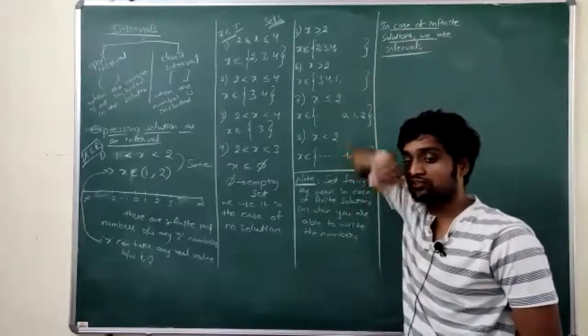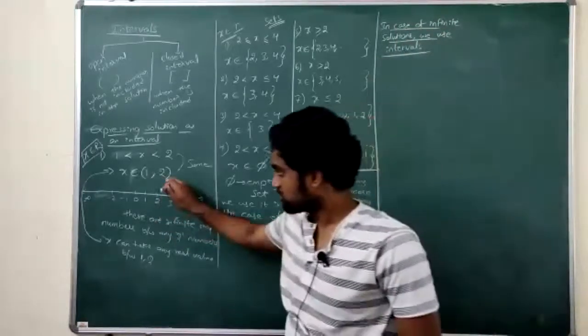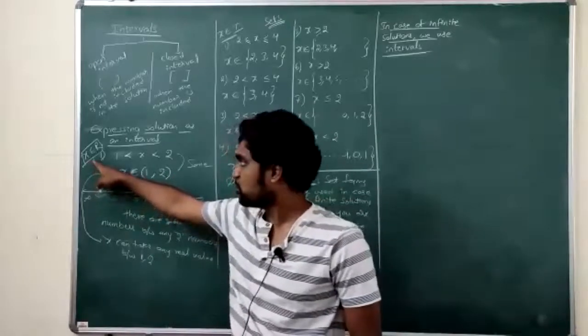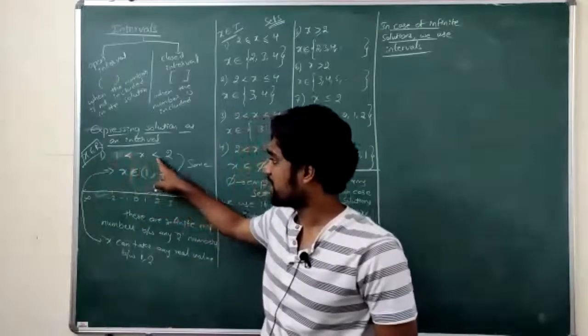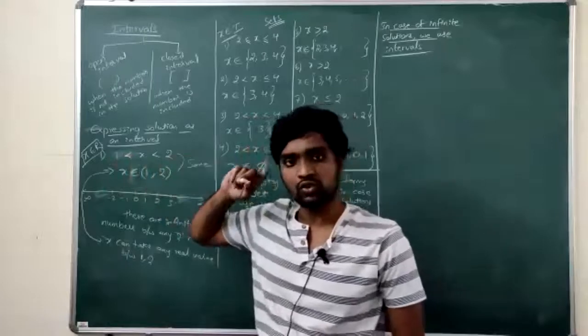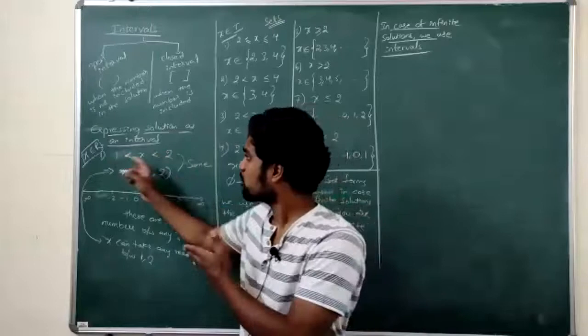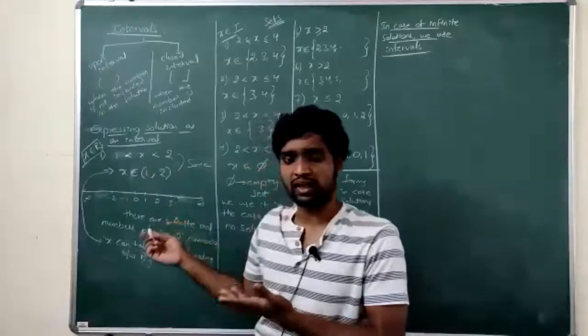Okay. In case of infinite solutions, we use intervals. So that's why I said, see here, x belongs to real numbers, 1 less than x less than 2. Which means there are infinite number of real numbers between 1 and 2.